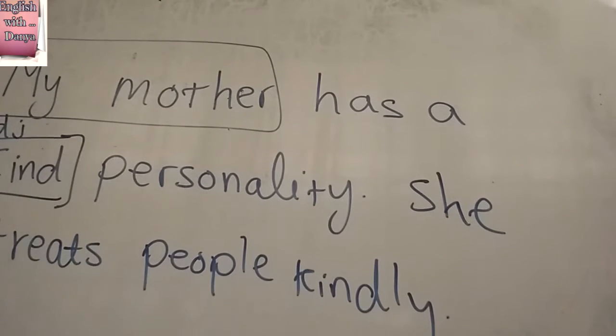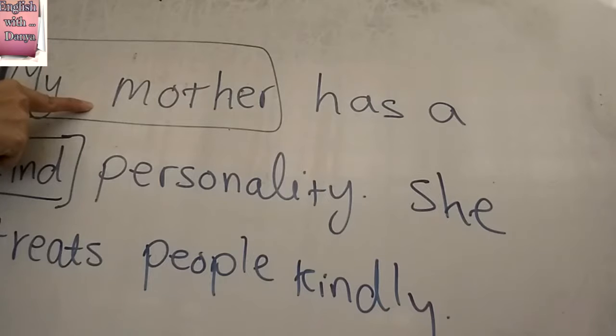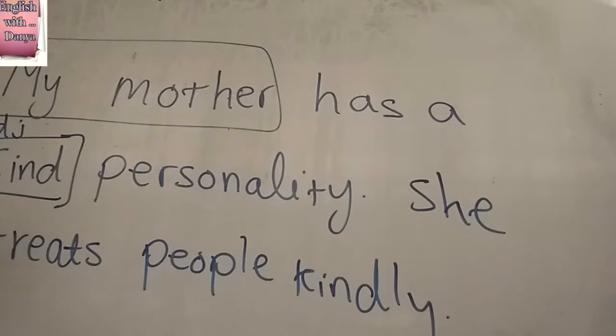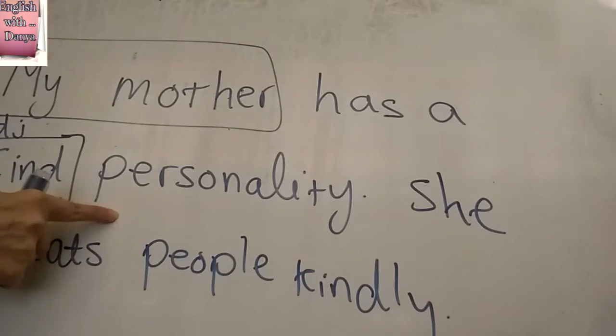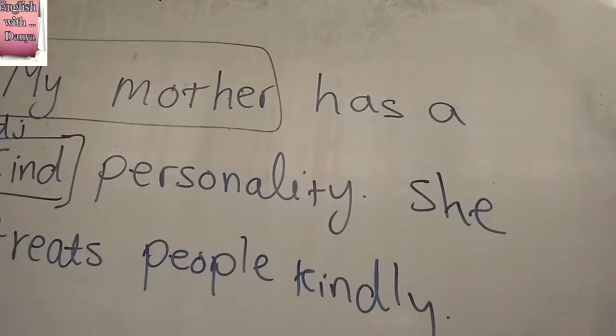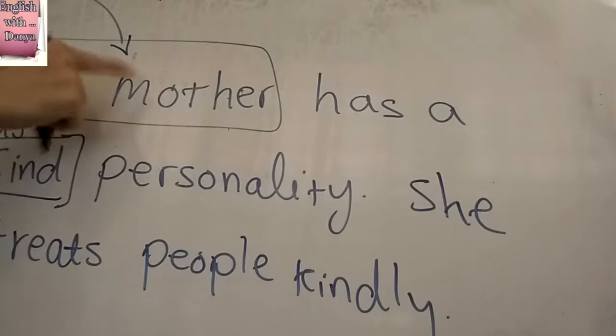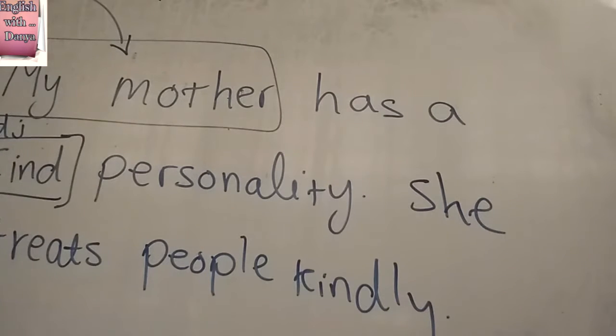We will talk about adjectives later on in one of the upcoming lessons. But for now, I just want to provide you with a quick differentiation between adjective and adverb. All right. So we use an adjective to describe the noun, and the noun here is my mother. So we are describing my mother as having a kind personality. So kind here is an adjective because it describes my mother's personality, that she is kind.